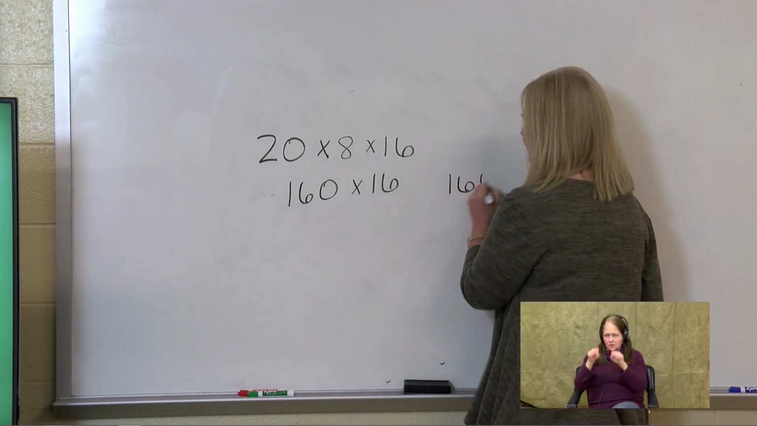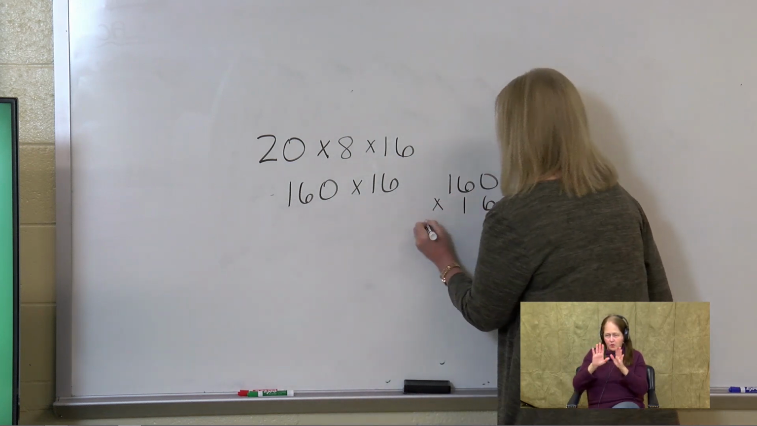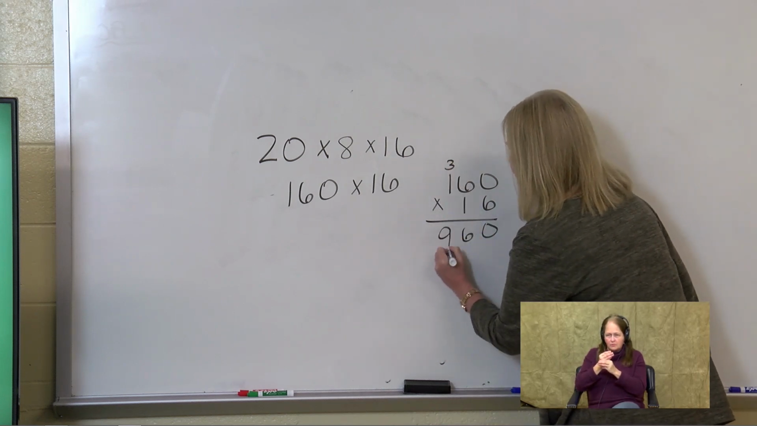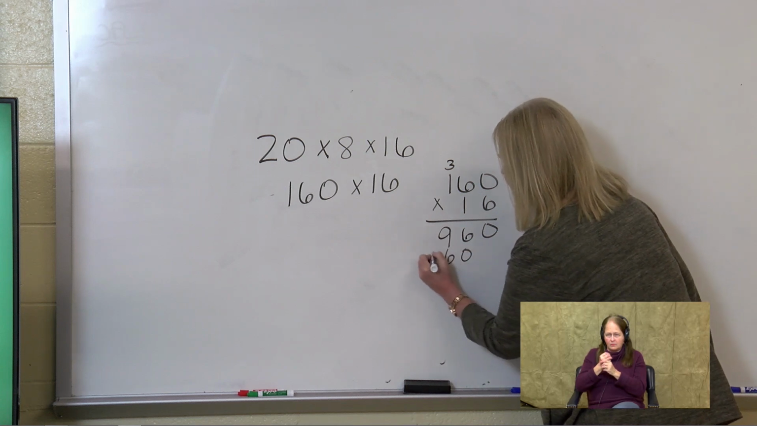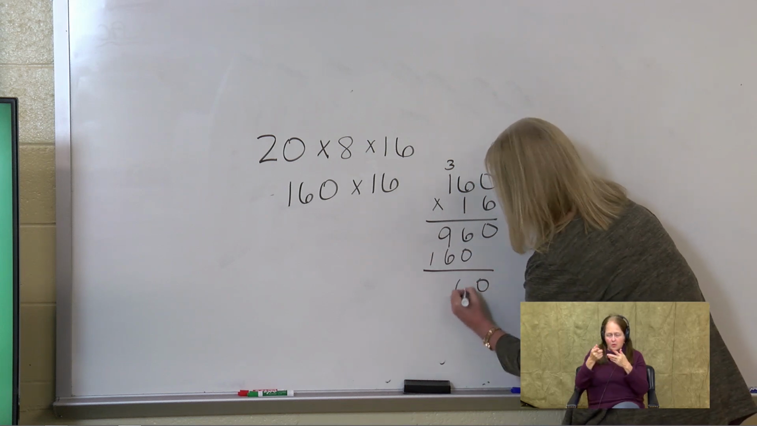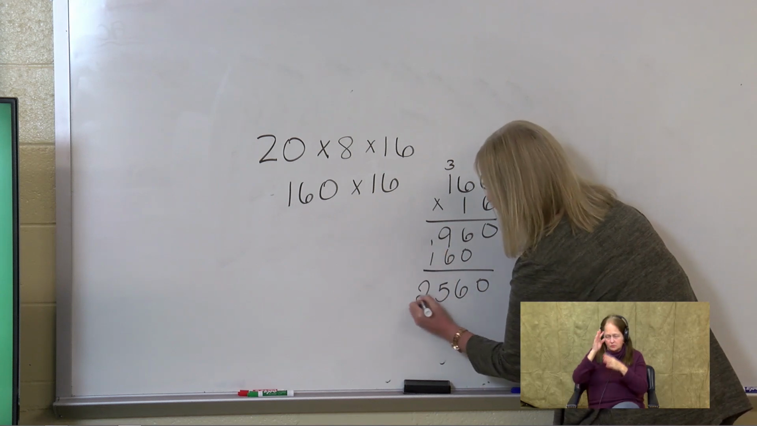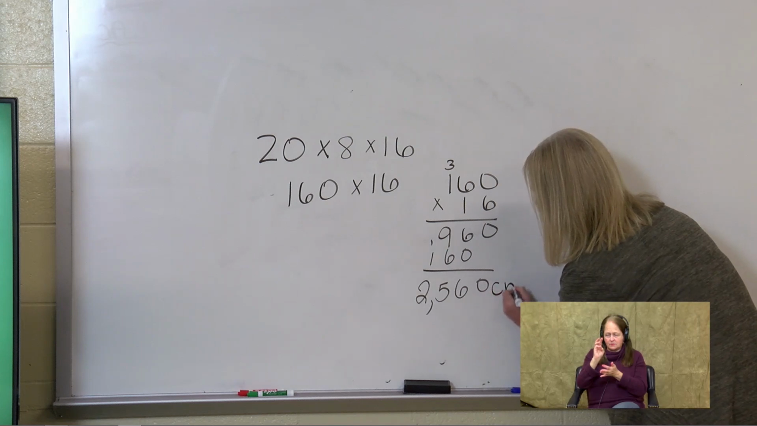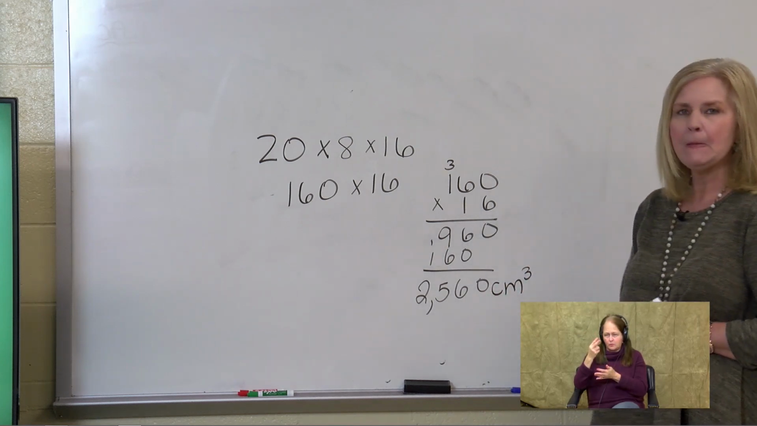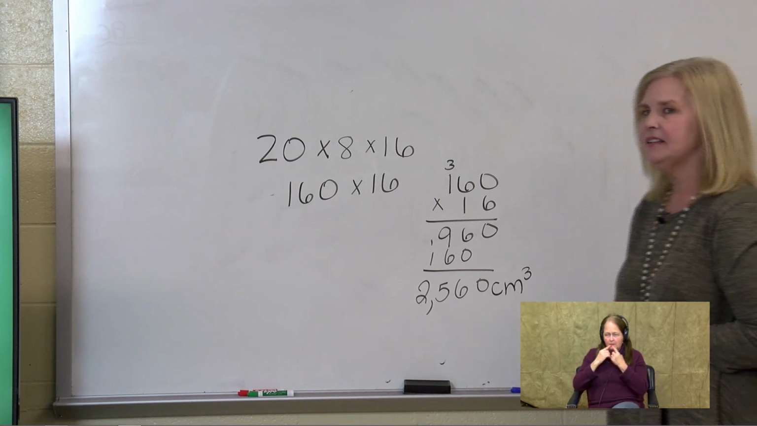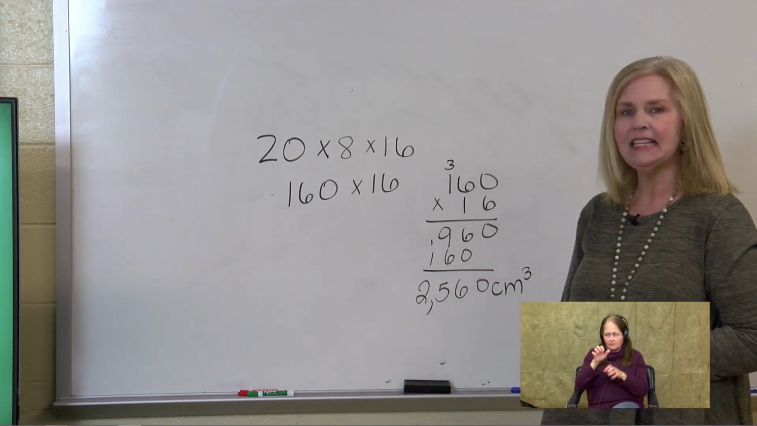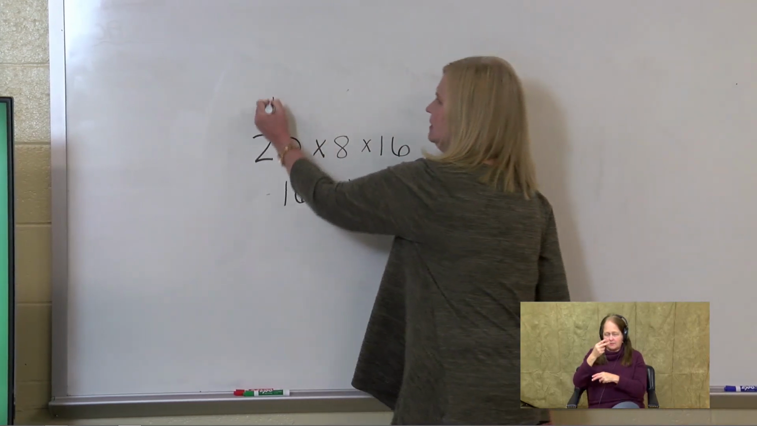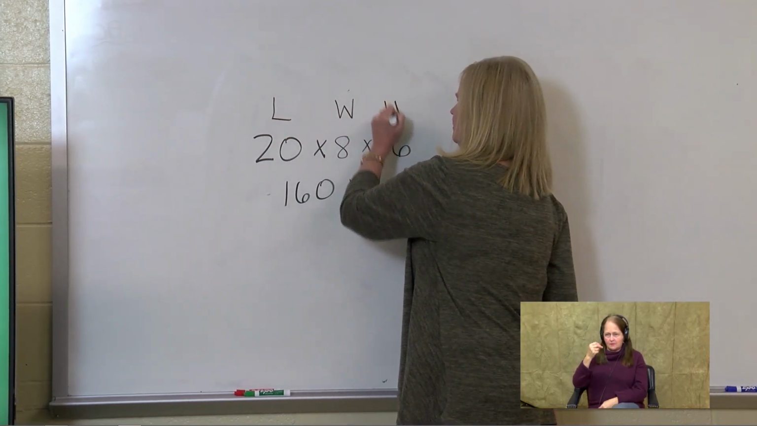So you can come over here and do your math. However you multiply, that's your choice. And you get 2,560 centimeters cubed. So that would be the answer, 2,560 centimeters cubed. Length times width times height. Okay?